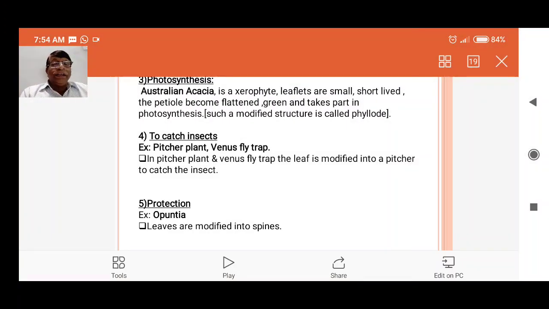to catch the insects. Example, pitcher plant.